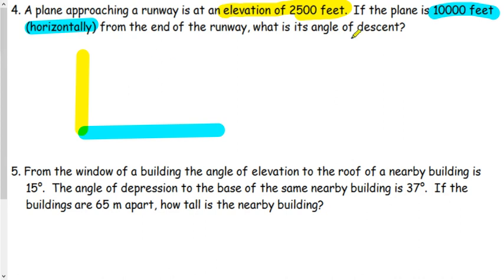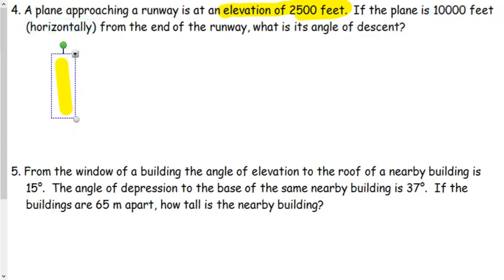And then I notice I've got angle of descent. That's going to be angle of depression, right? So in this case, descent means the angle the plane is taking to go down, but that would be an angle of depression, so from the horizontal aiming down. Okay, so let's try and draw this picture right now. I'm going to get rid of my highlighting, and we'll try and draw what this would look like.